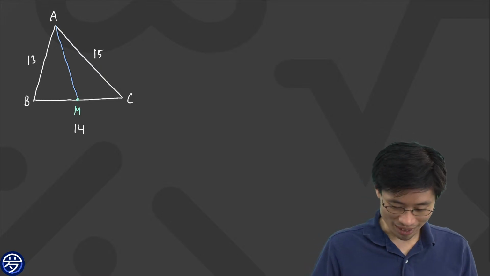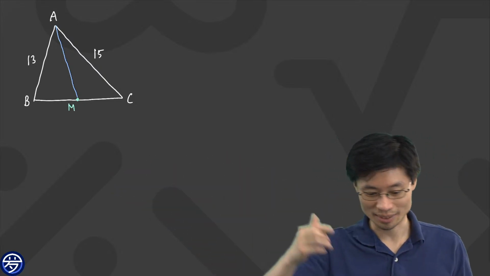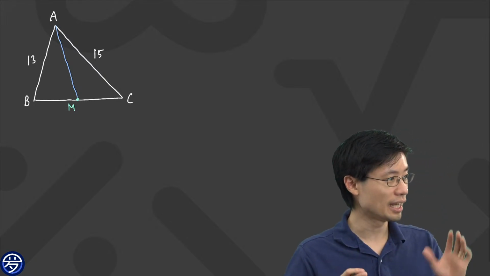Oh, now I know what's going on. I need more space. So this is M. And this was 14 across, okay? That's important. There's 14 across there. But what really is going on is that there's this line AM.